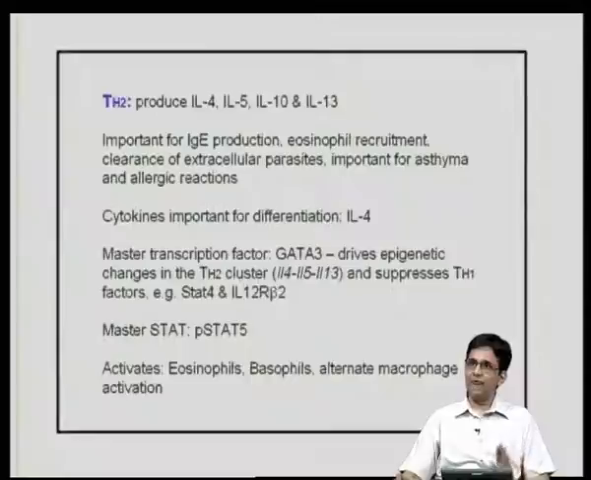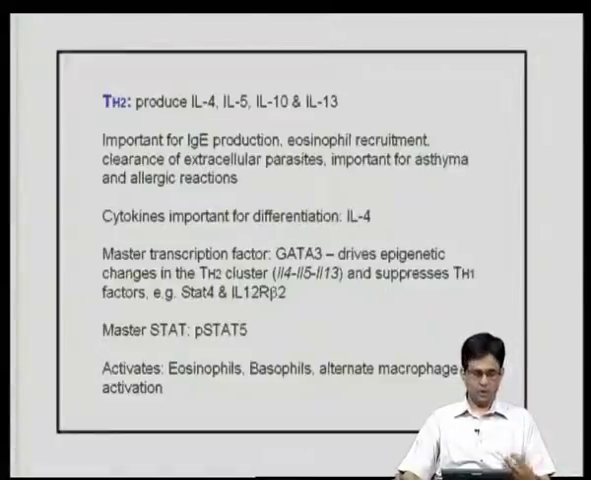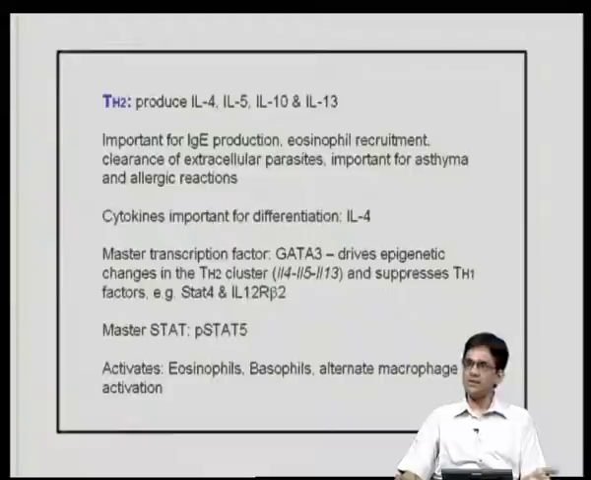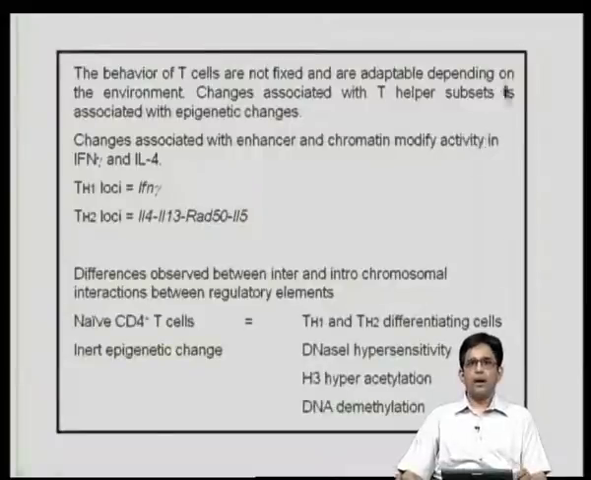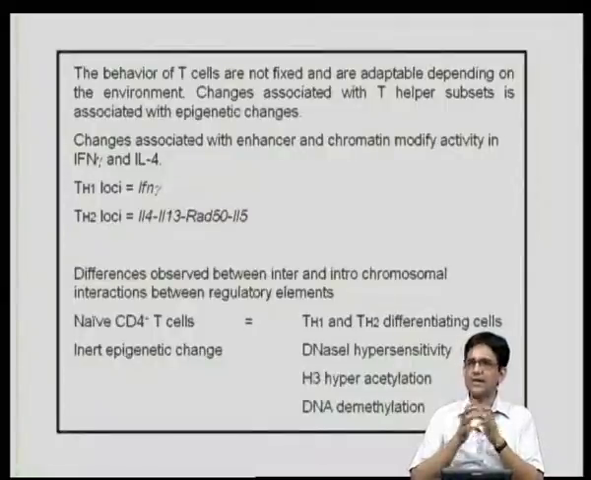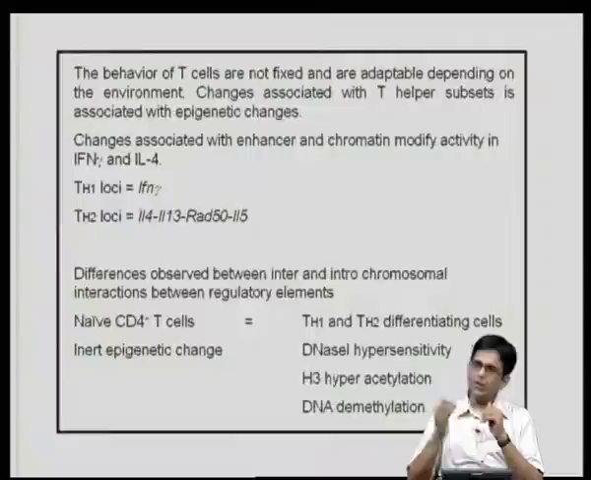In fact, the IL-4, IL-5, IL-13 locus is important over here, and GATA3 drives epigenetic changes such that this cluster is activated while suppressing the Th1 factors. The master STAT in this case is STAT5. Th2 cytokines activate eosinophils, basophils, and alternate macrophage activation, so that you have suppression of inflammation. What is important over here is to understand that the behavior of these T cells is not fixed and is adaptable depending on the environment. Now, how do these finally differentiate?